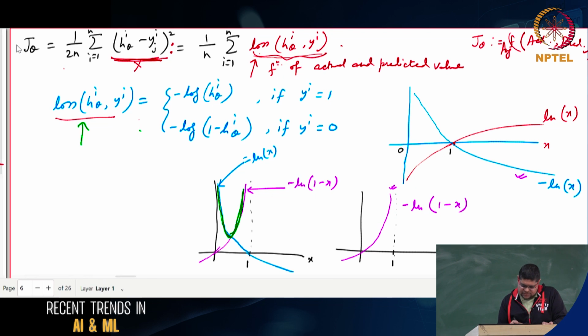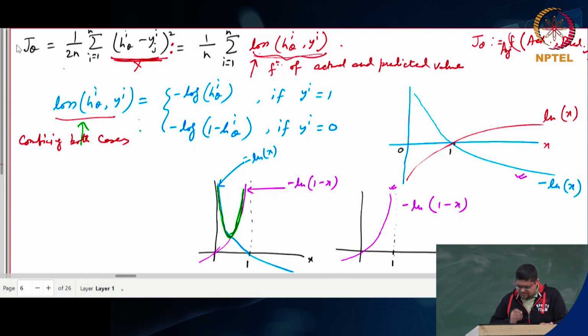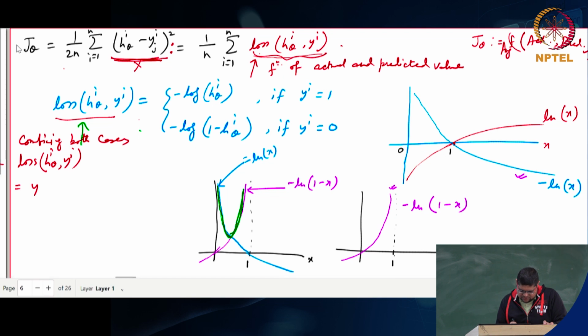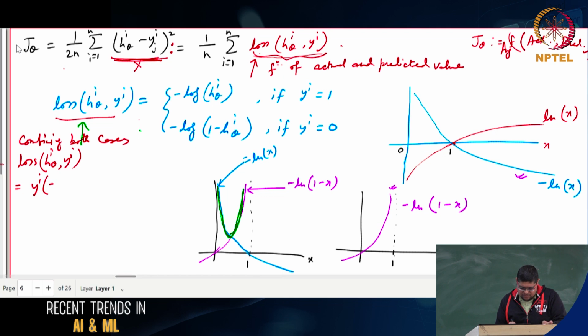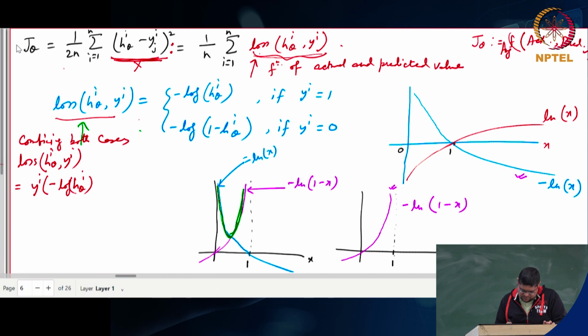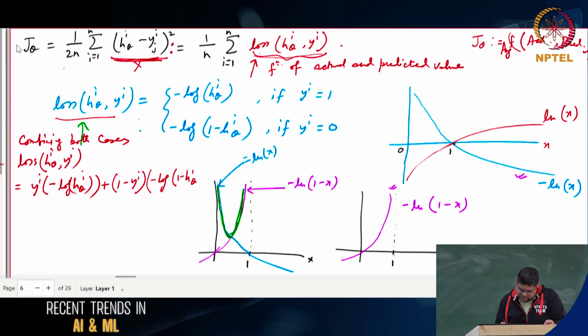so combining both the cases, it will look like loss of h theta I, yi: yi into minus of log of h theta I, plus 1 minus yi into minus of log of 1 minus h theta I.